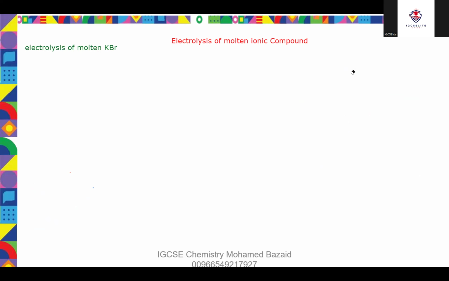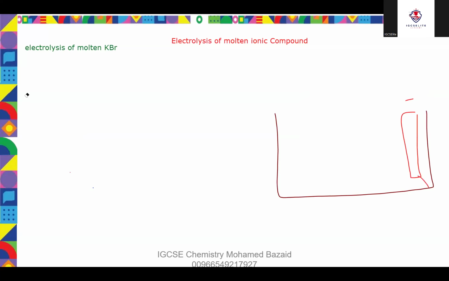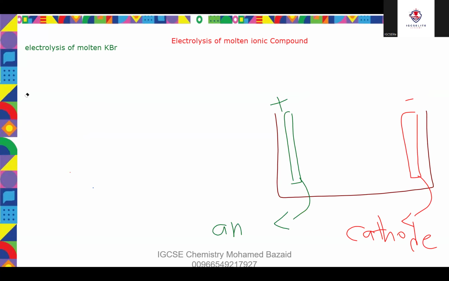I will draw my cell. So this is my cell. This is the negative electrode, which is known as, who remembers, cathode. And this is the positive electrode, which is known as, who remembers, known as what? Anode. This is the battery. Okay.